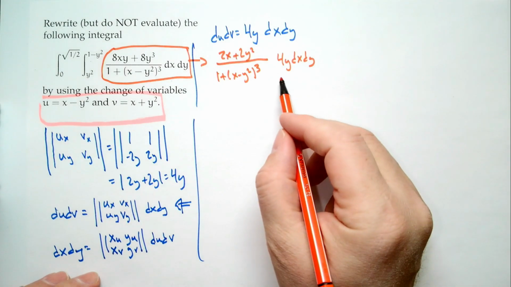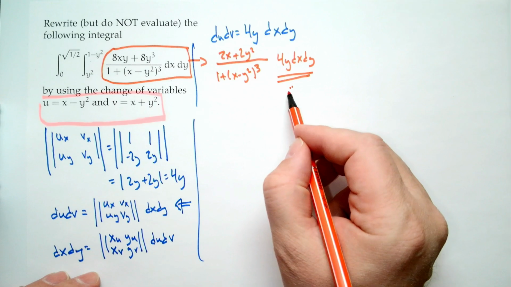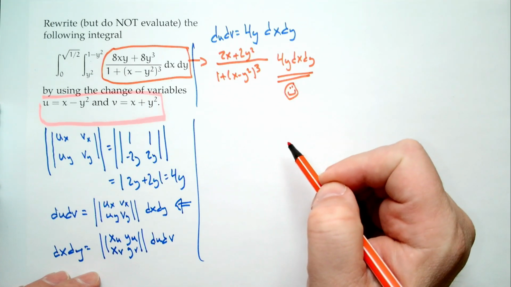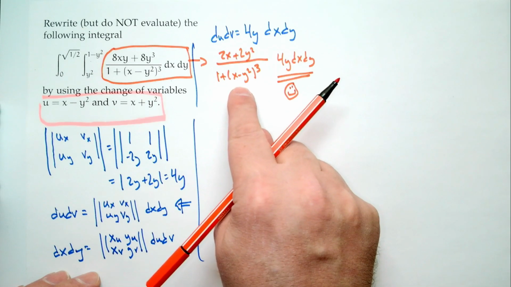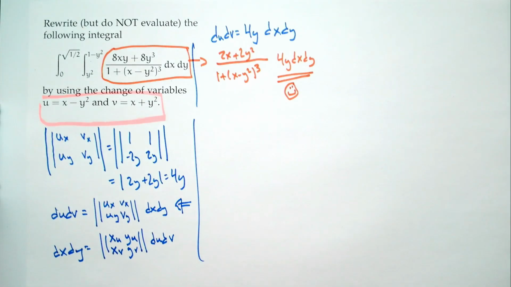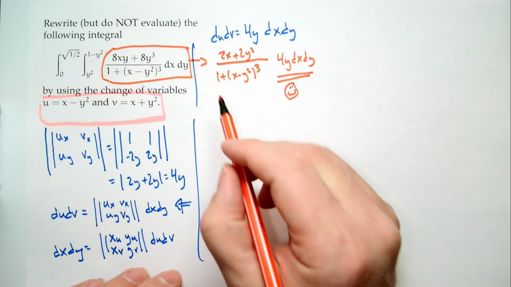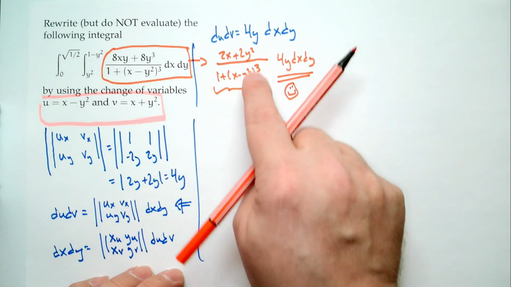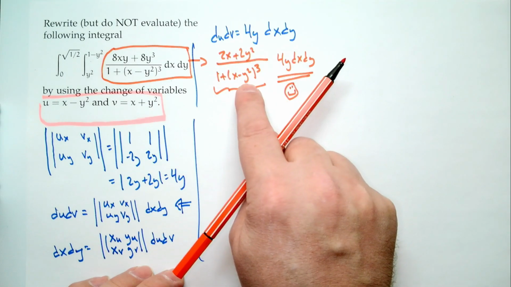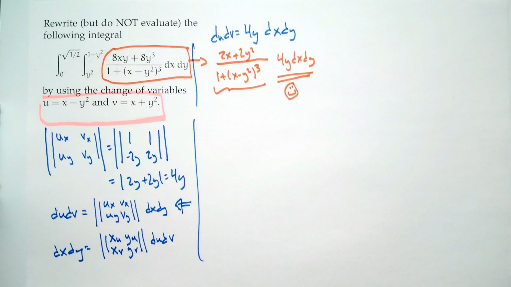Again, the 4y, we're happy with this part. We're not going to do anything. This part, the 2x plus 2y squared over 1 plus (x minus y squared) cubed, that's the part we're going to rewrite in terms of u and v. So we look at this and say, all right, we want to write everything here in terms of u and v. There can't be a single x or a single y left. Everything has to be rewritten in terms of u and v.